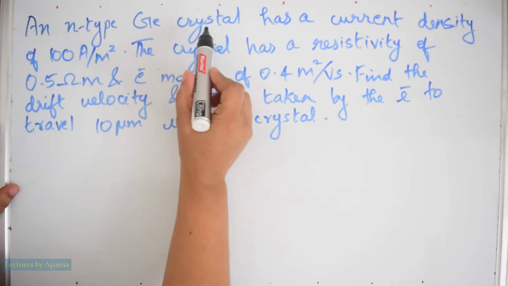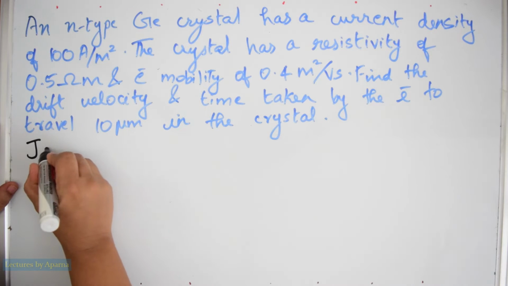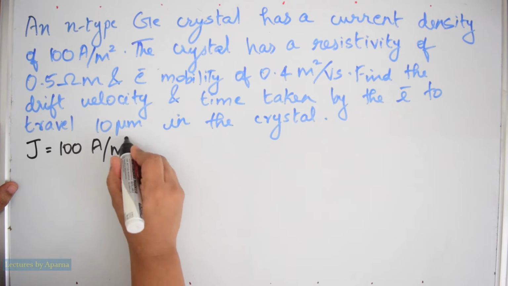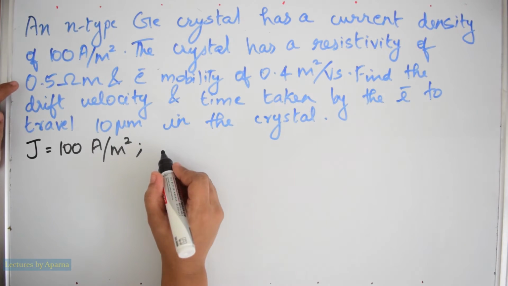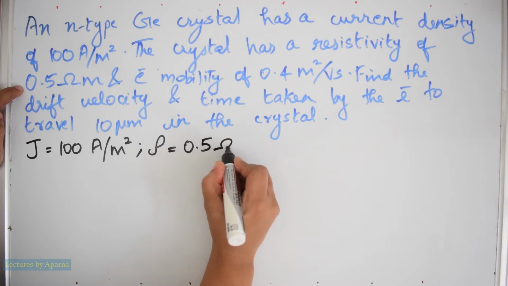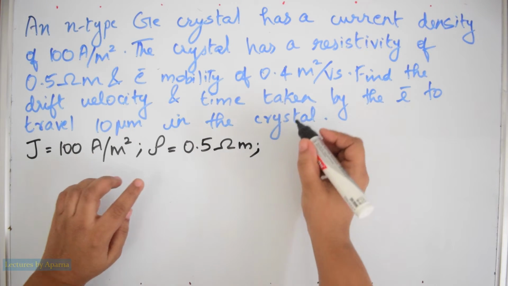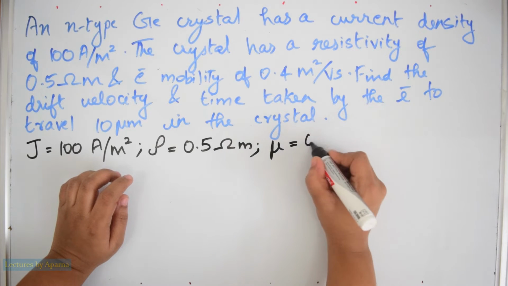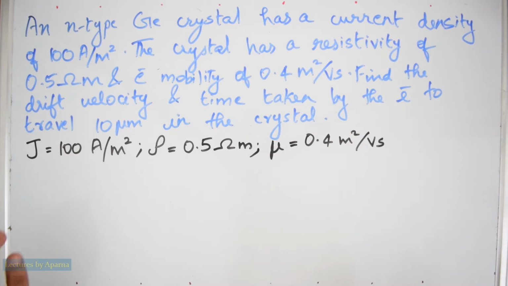An N-type germanium crystal has a current density of 100 ampere per meter square. Current density J is equal to 100 ampere per meter square. The crystal has a resistivity of 0.5 ohm meter. Resistivity rho is equal to 0.5 ohm meter. And electron mobility of 0.4 meter square per volt second. Mobility mu is equal to 0.4 meter square per volt second.